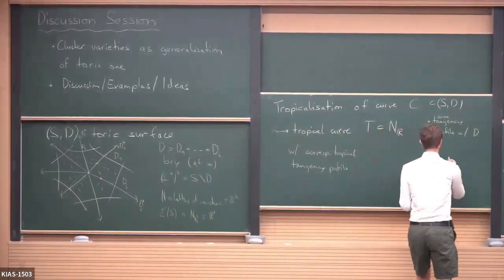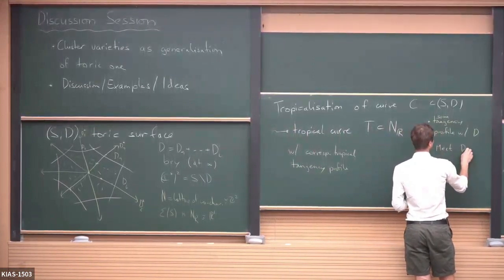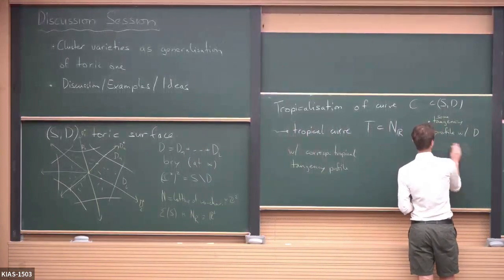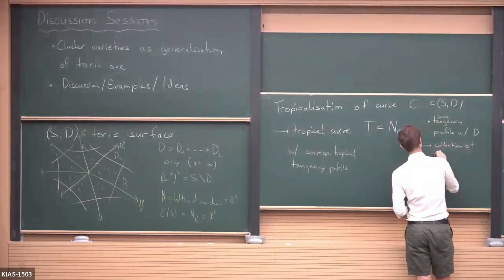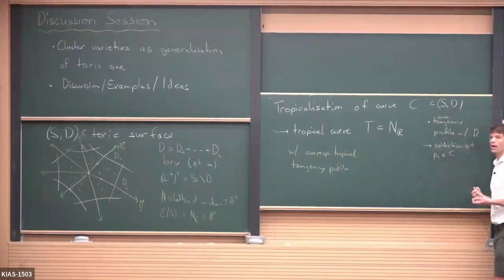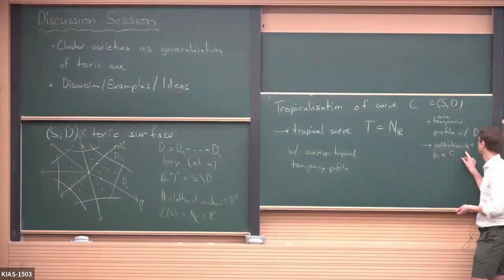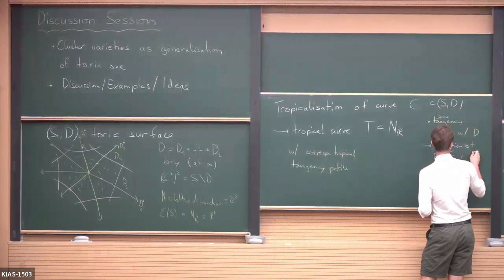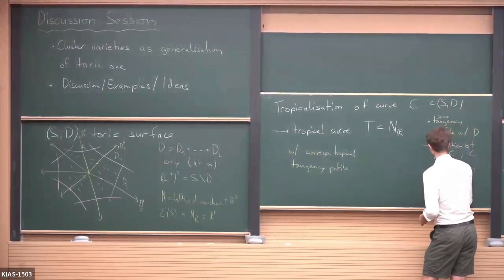So what is this tangency profile? What the tangency profile is, is a collection of points Pi on C, and the requirement that Pi should meet Di in tangency Aij. So C meets Dj at Pi in tangency Aij.